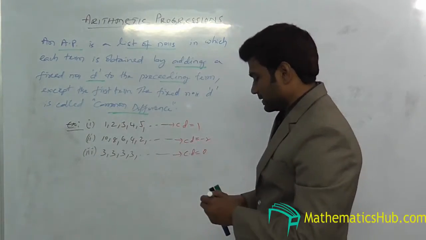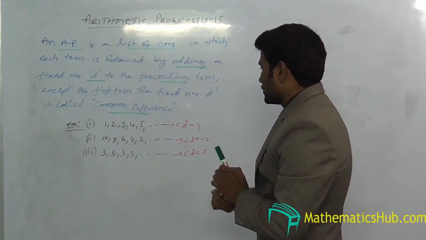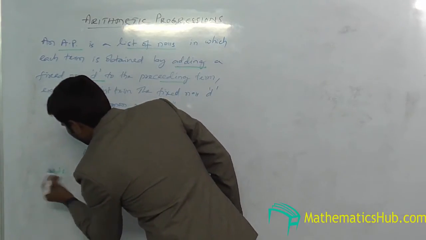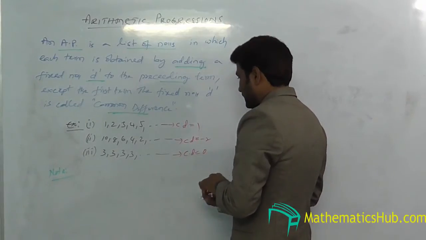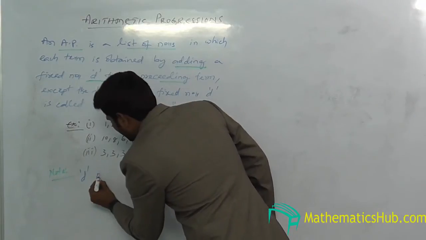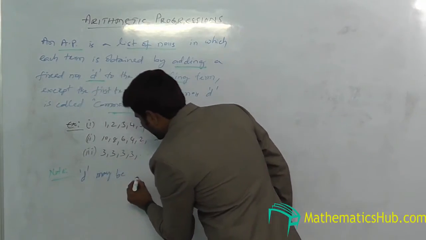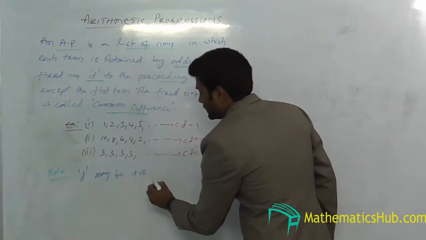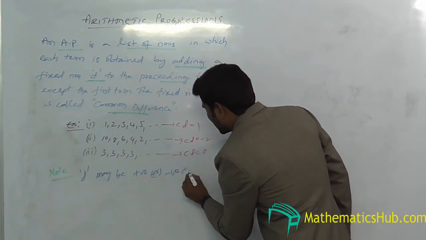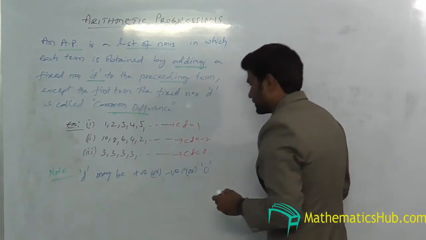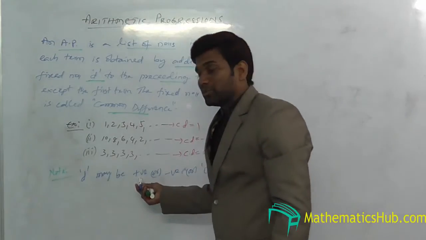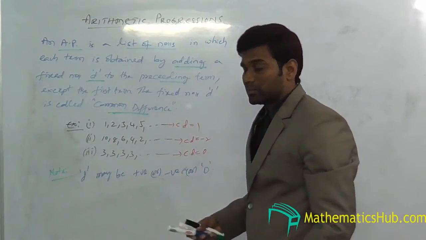By observing these examples, we can conclude that D may be a positive number or a negative number or 0. So the common difference D may be positive or negative or 0.